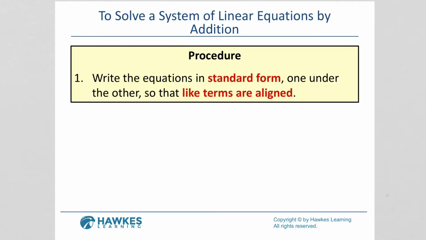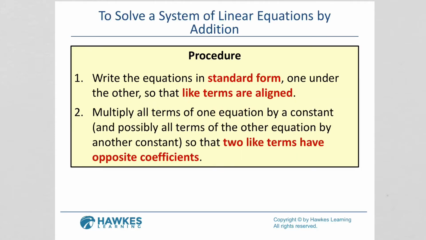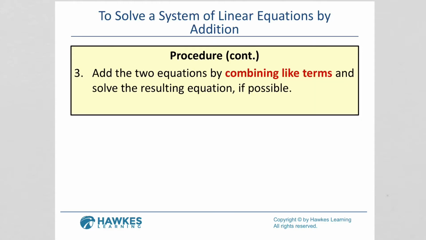To solve a system of linear equations by addition, our procedure is: Step 1, write the equations in standard form, one under the other, so that like terms are aligned. Standard form is ax plus by equals c. Step 2, multiply all terms of one equation by a constant and possibly all terms of the other equation by another constant so that two like terms have opposite coefficients.